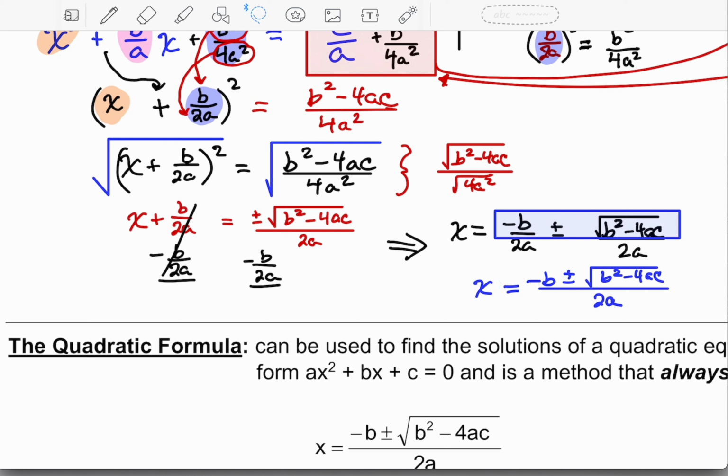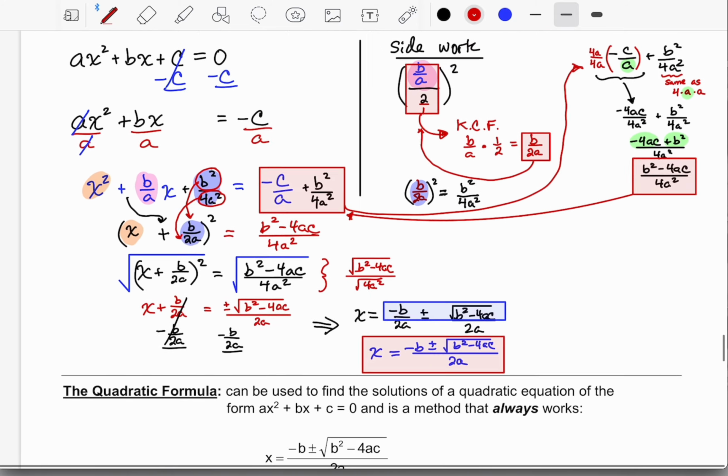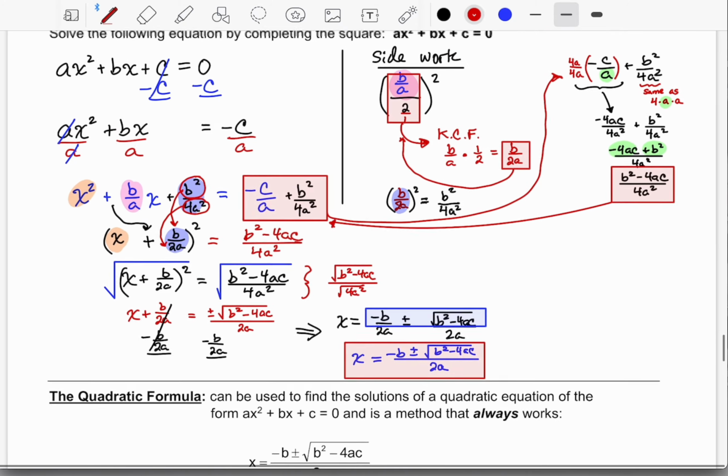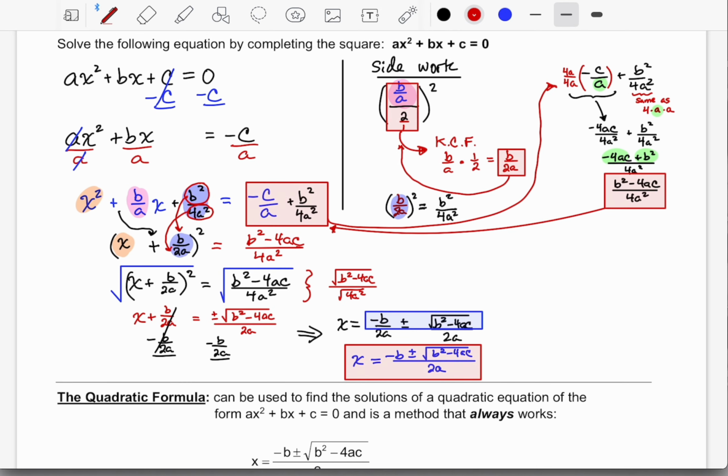All right, and so this is the quadratic formula. Now you're not going to have to invent this formula every time you want to use it. That kind of defeats the purpose of inventing it the first time. I mean, look at all this. This is supposed to be a shortcut. Like, how is this a shortcut?